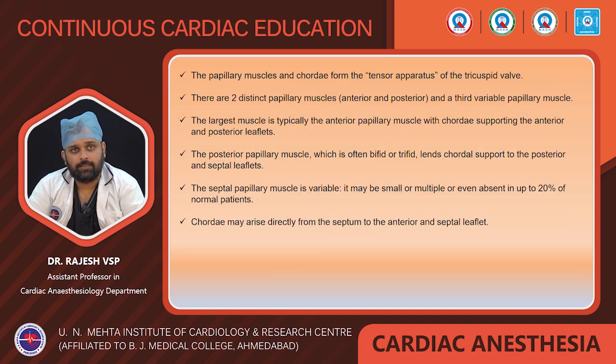The papillary muscles and the chordae tendineae, as we spoke, comprise the tensor apparatus, and there are 2 distinct papillary muscles, anterior and posterior. The largest muscle is typically the anterior papillary muscle, with chordae tendineae supporting the anterior and posterior leaflets. The posterior papillary muscle, which is often bifid or trifid, lends support to the posterior and septal leaflets. The septal papillary muscle is variable, and in up to 20% it may even be absent. Chordae may arise directly from the septum to the anterior and septal leaflets. That's why this is called septophilic.